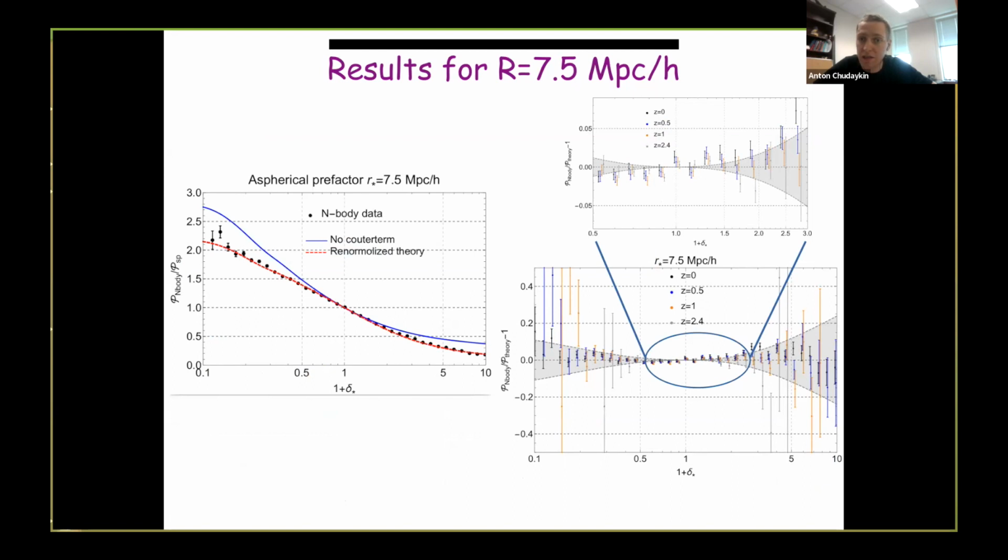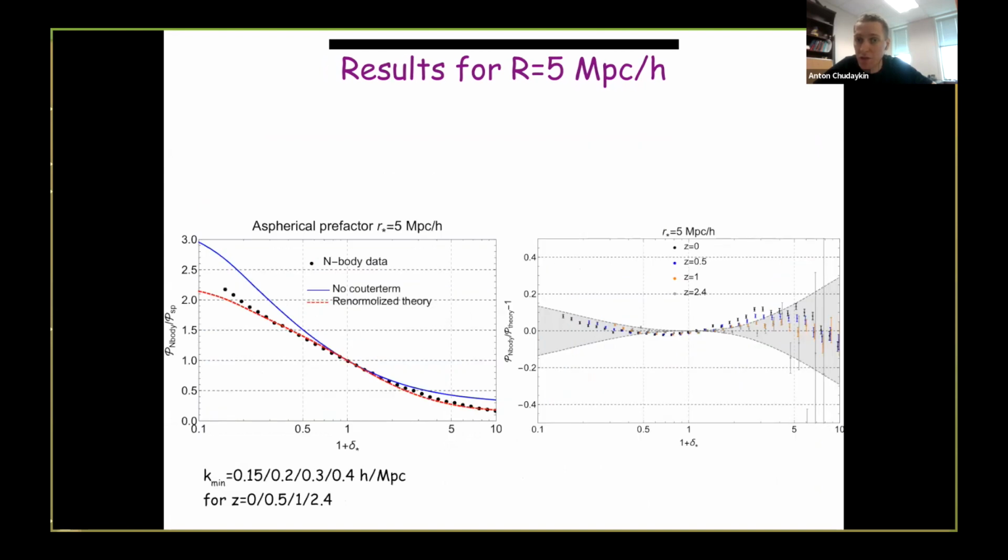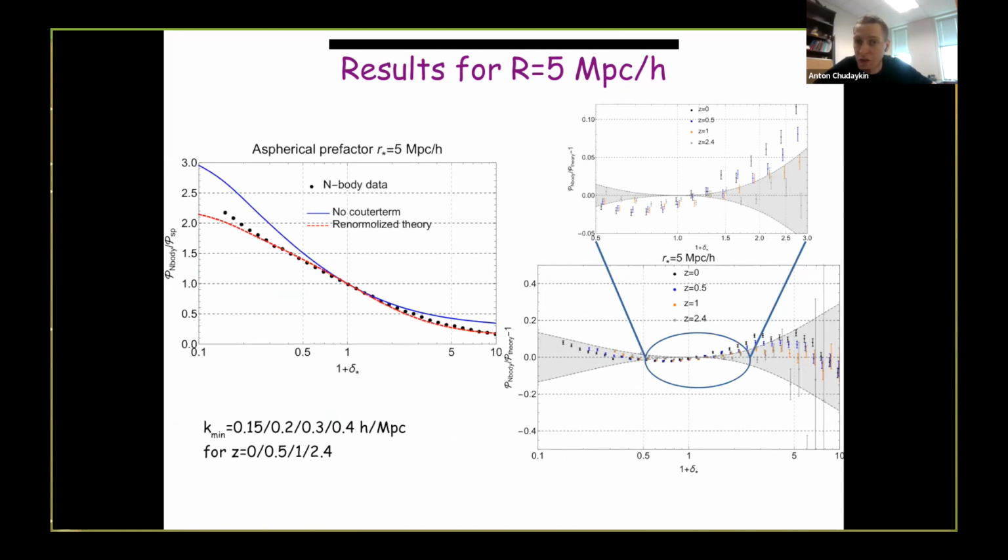To validate this conjecture, we consider an extreme scenario of cell radii equal to 5 megaparsec over H, and found that our theory cannot explain the data, cannot fit the data. At the origin, we found strong evidence for the higher order loop correction, and the effect becomes stronger as the redshift decreases.